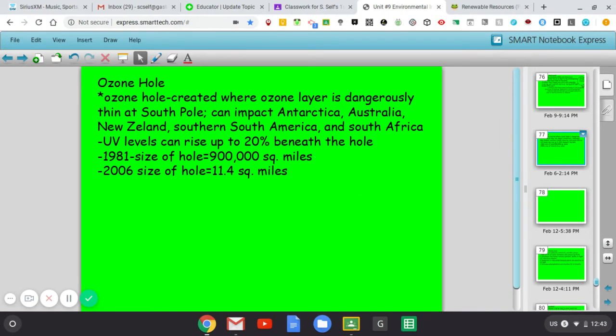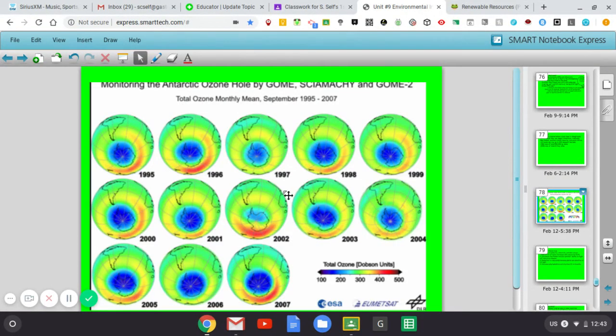Okay, and why that's important is because if there's no ozone there, then it's not protecting the earth underneath it from UV rays. And you could kind of see here the size of the ozone hole and how it is getting bigger. Okay, and the red part would be where there's a lot of depletion or used up parts of the ozone layer. So you can see in 2007 kind of how it had increased.